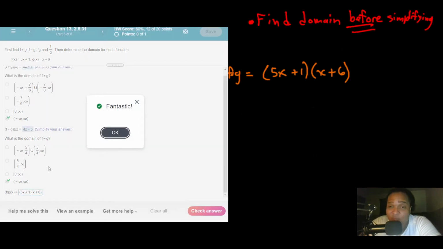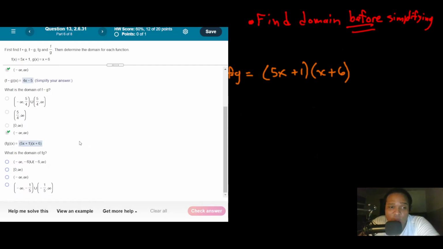So look, they just want you to put the functions next to each other and in parentheses. Parentheses are very important, okay? Okay, domain. There are no fractions, no square roots. So this is negative infinity, positive infinity again.